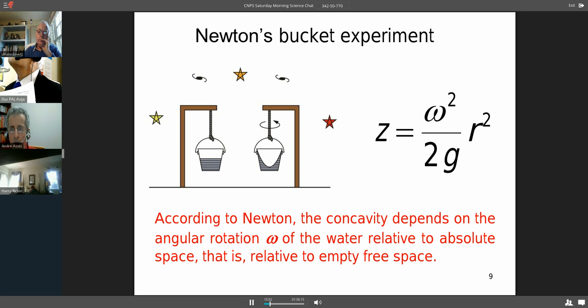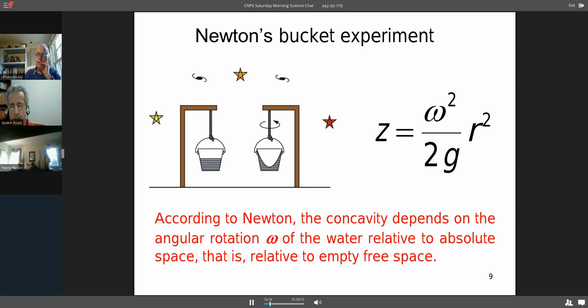So this is the experiment made by Newton. At the left, in slide 9, we have a bucket partially filled with water. When the bucket and the water are at rest relative to the ground, the surface of the water is flat. At the right-hand side, Newton spun the bucket, and after a while the water was spinning together with the bucket relative to the ground, and the water rises towards the sides of the bucket. It acquires a parabolic shape.